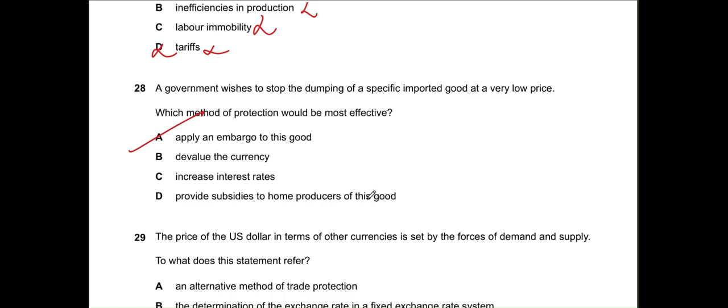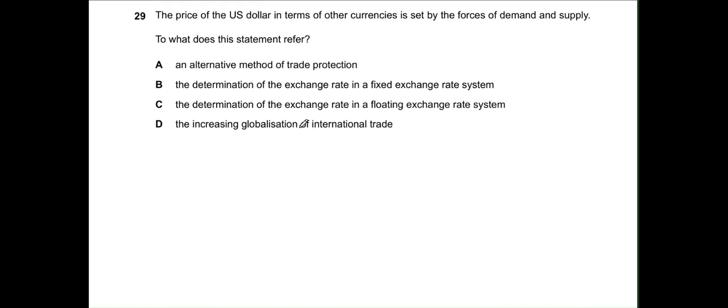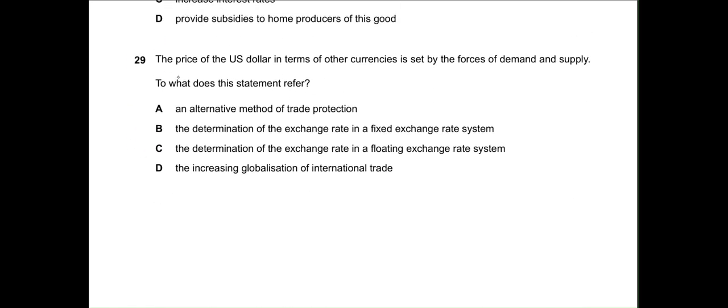I hope this question is clear. Now let's move ahead to the second last question, that is question number 29. The price of US dollar in terms of other countries is set by the forces of demand and supply. To what does this statement refer? So let's see the options.